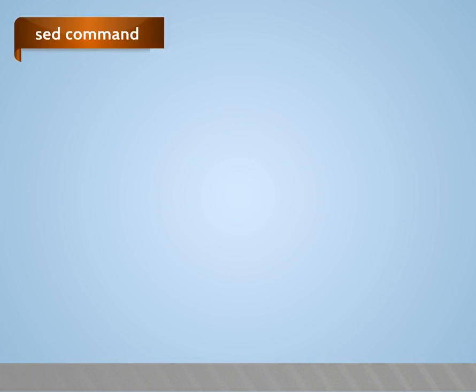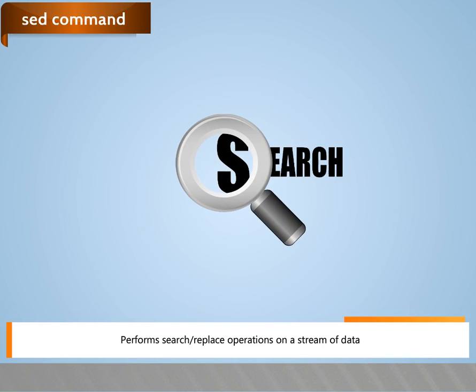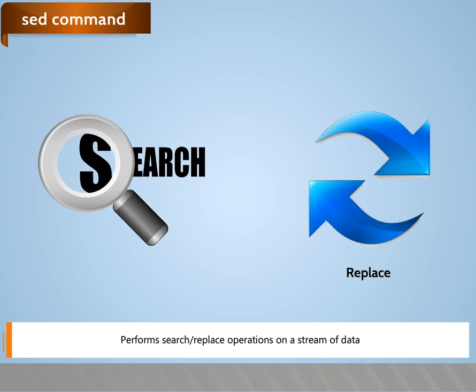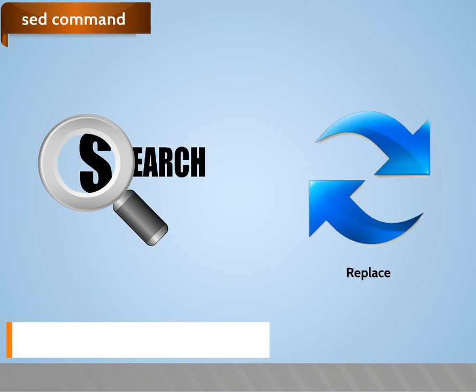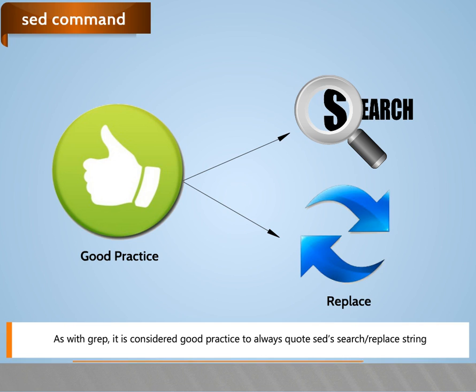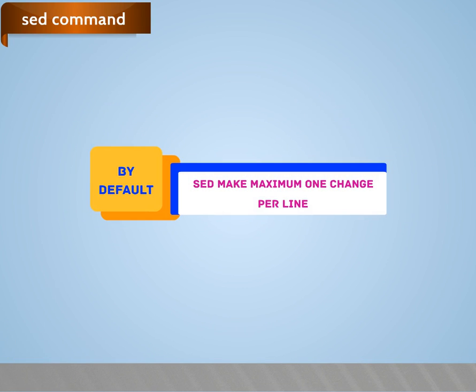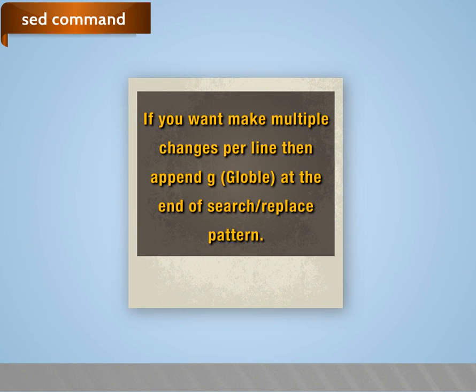sed command. sed, stream editor, performs search or replace operations on a stream of data. As with grep, it is considered good practice to always quote the sed search or replace string. By default, sed makes a maximum of one change per line. If you want to make multiple changes per line, then append g, that is global, at the end of the search or replace pattern.